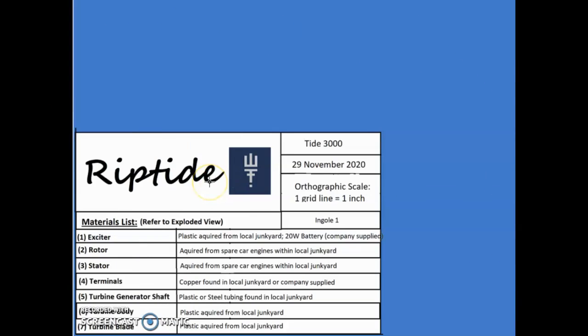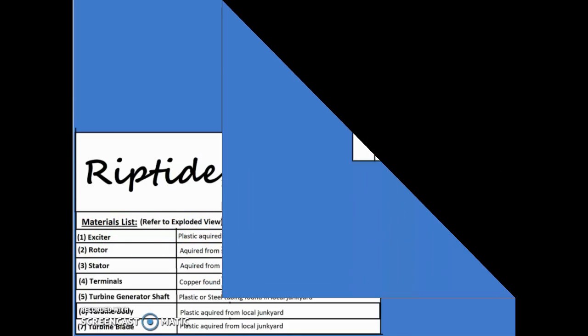Finally, we have the title block. Here you can see it contains the designer name, being Riptide, the name of the system, the date, the scale used, the page number, and finally the material list. In this list, you can see that each item from the exploded view has been noted along with its respective number. It then describes the material needed to make these parts and also where they will be sourced from.